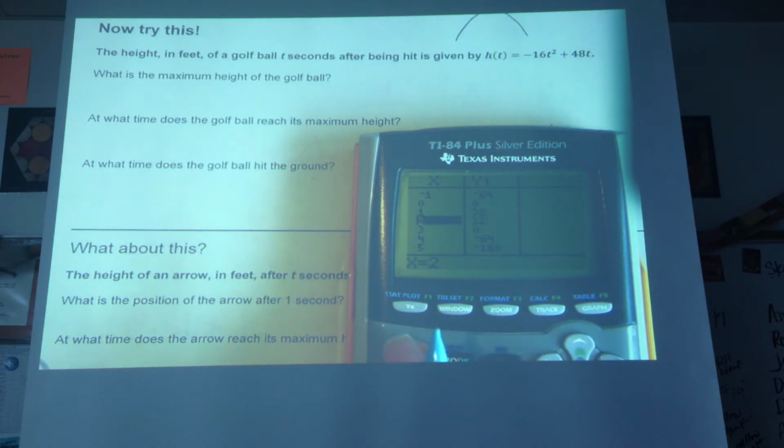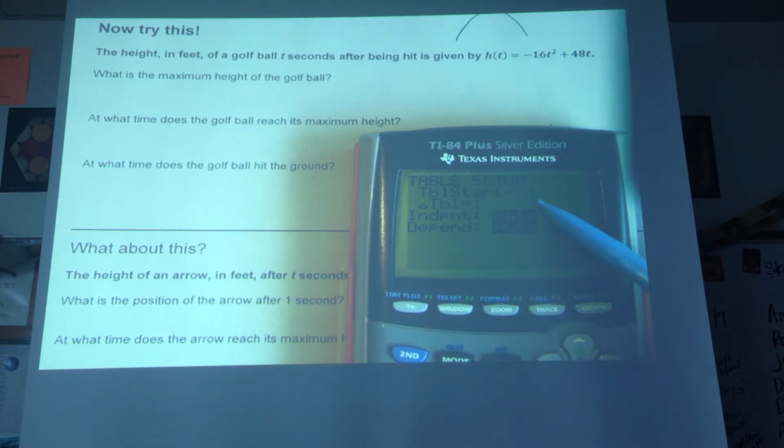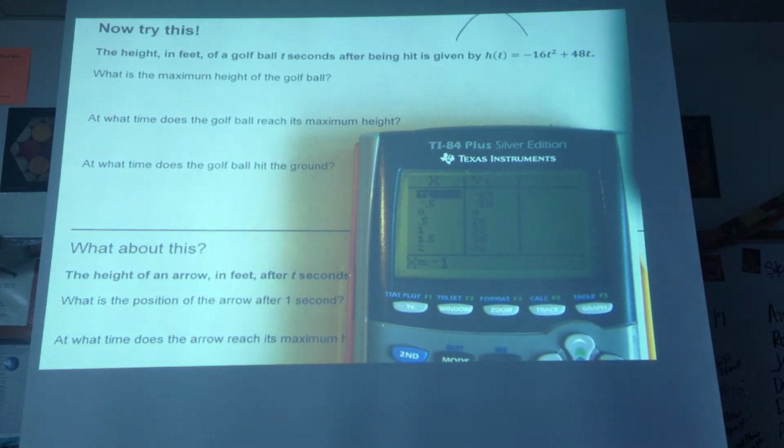Now, one of the things I can do is change my table setting. I did second window to get to this. Table start is what x value is sitting there when I go into my table. And this triangle here means change, and the change in table is going by ones. I'm going to see if I put that at 0.5, maybe I get closer to finding my max. Check that out.